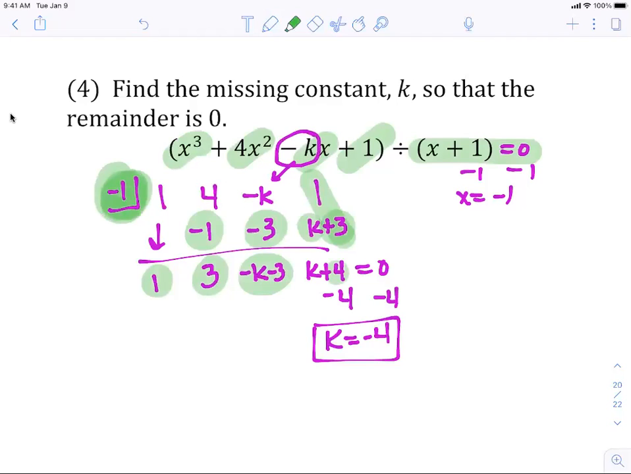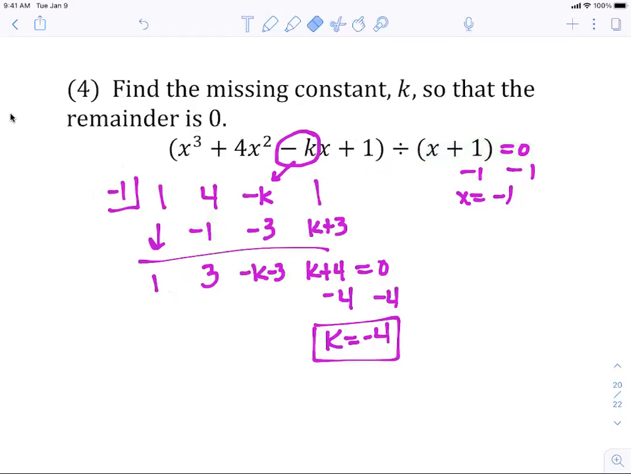So for this one, it says whatever your remainder is. Technically, remember, the remainder is anything that's left at the end. So whatever k plus 4 is, that is our remainder. And we want the remainder to be 0. So that's why I set it equal to 0. We solve, and we get our final answer of k equals negative 4.